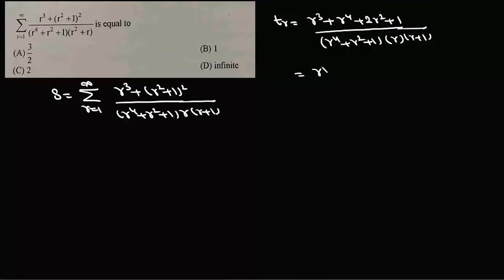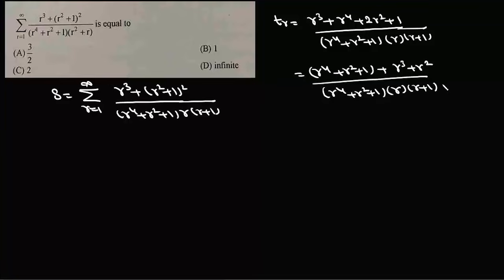So we can write r to the power 4 plus r square plus 1, and plus r cube plus r square, divided by (r to the power 4 plus r square plus 1) into (r plus 1). Now we'll split this, so we can write tr. Here r to the power 4 plus r square plus 1 will cancel, so we get 1 upon r into (r plus 1), and here r into (r plus 1) will cancel, so we get r upon r to the power 4 plus r square plus 1.